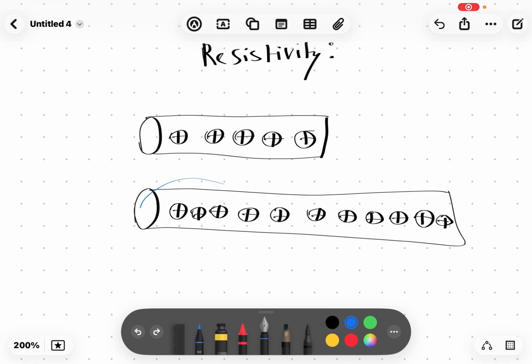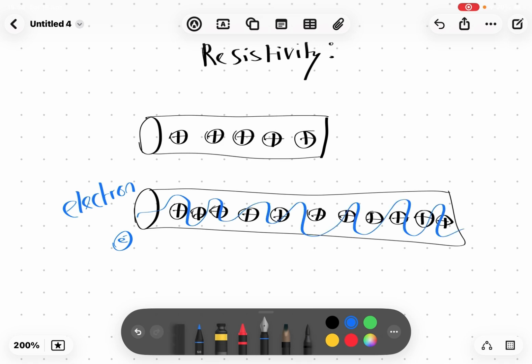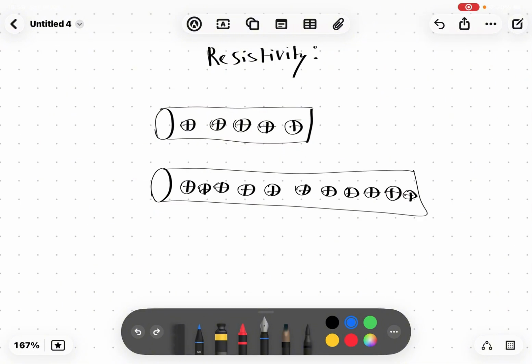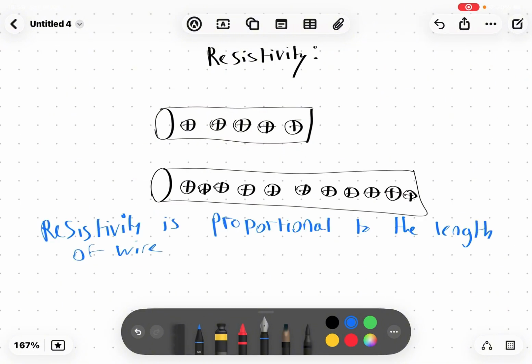So the answer would be here, and the reason for that is the electron would need to go past more positive ions. That's why over here the resistivity is larger than here, because over here it would just have to go like this. Over here it has to go a longer distance and pass more of the positive ions, of course. So the resistivity is proportional to the length of the wire.